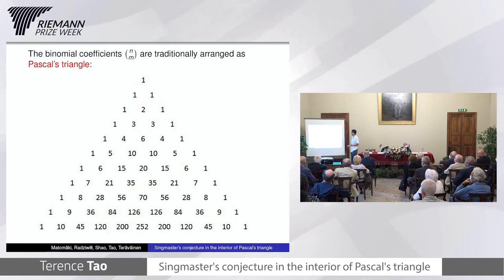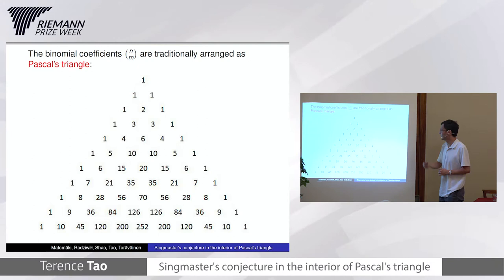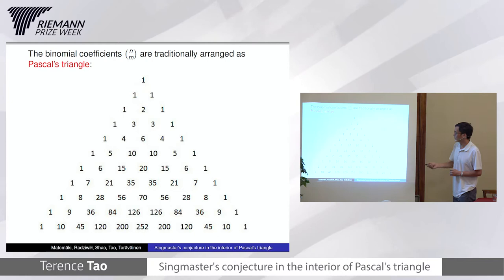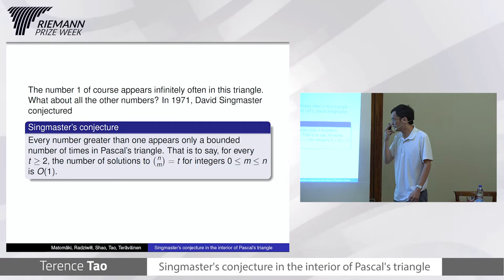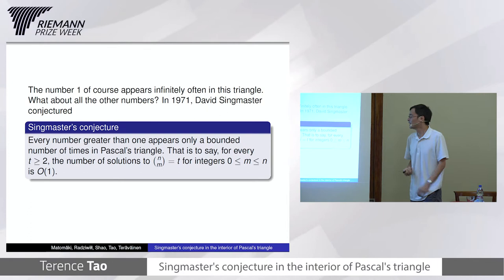And there's a symmetry, that every number on the left is reflected on the right. But there's a few other repetitions too. For example, 6 appears up here, and it also appears over there. So in the 70s, David Singmaster studied the question of how many repetitions there are.